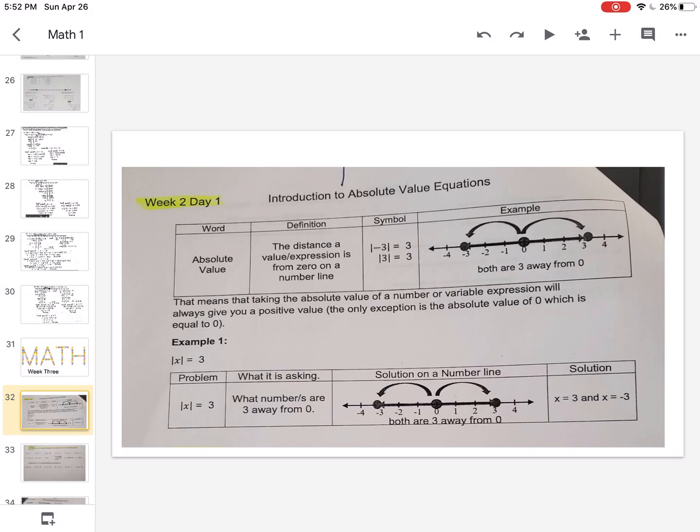Okay, so we have Introduction to Absolute Value Equations. Absolute value is the distance a value or expression is from 0 on a number line. So, the absolute value of -3 equals 3. The absolute value of 3 equals 3. So both are 3 away from 0. So example 1, the absolute value of x equals 3. So it's 3 away from 0. So x equals 3 and x equals -3.